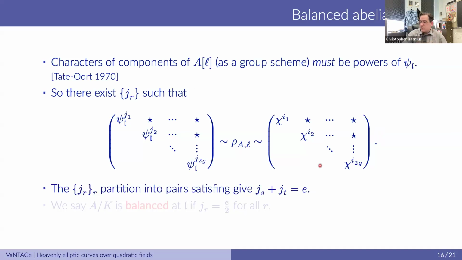One thing that you can observe right away is that these numbers, these j_r, coming from the powers of the fundamental character, sort of pair off into g distinct pairs, each of which sum to e. And of course, the most symmetric way you might have this happen is if every last index turned out to be e over 2. So if every single power of the cyclotomic character appearing in this representation happens to be e over 2, that's what we're going to call balanced.